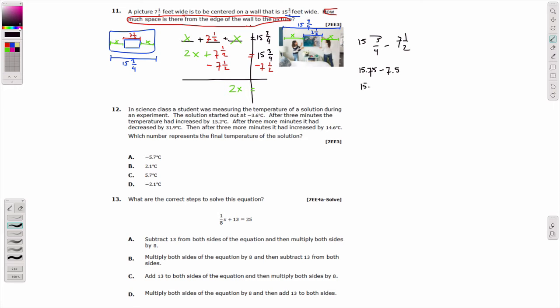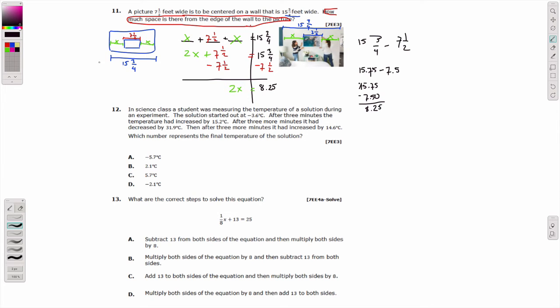I can stack them up. 15.75 subtract 7.50 equals 5, 2, I have to borrow, 8, and that goes away and becomes 0. So now I have 8.25, or 8 1/4, remaining on this side. 8 1/4, or 8.25, equals 2x.